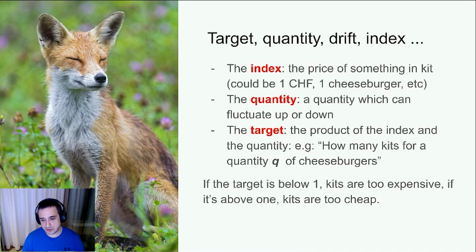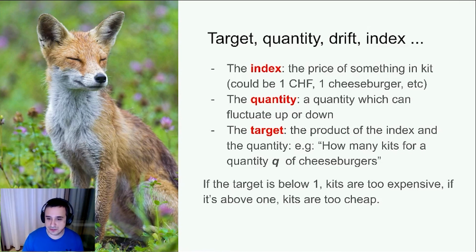And in general, we want the target to be close to 1. So if the target is below 1, it means essentially that kits are too expensive. It takes too few kits to buy Q cheeseburger. That's not what we want. And if it's above 1, kits are too cheap. If it takes more than 1 kit to buy Q cheeseburgers, then the kits are too cheap.